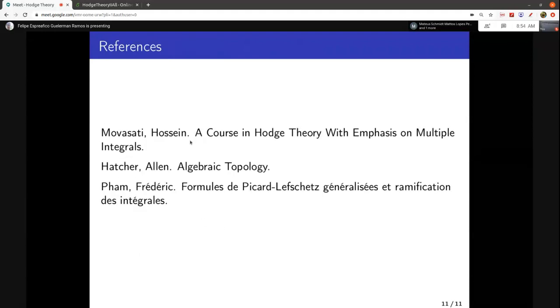And here, the references: the exercise 4.2 was taken out of this book. Also, Algebraic Topology by Hatcher was used to consider some concepts. And this article by Pham, who first introduced these delta betas. So, okay, I think that's it.